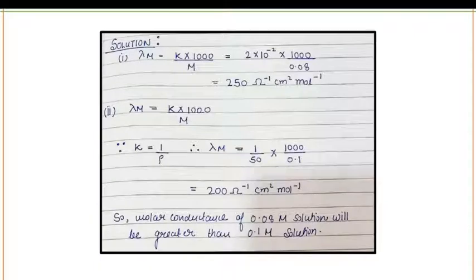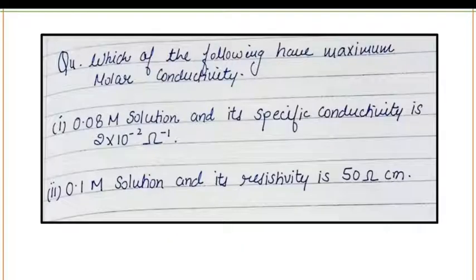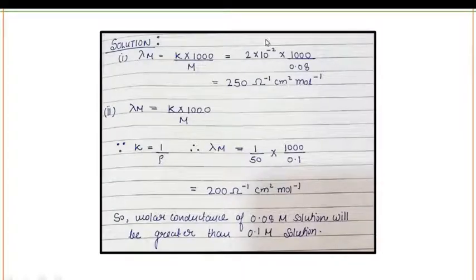For the first one, lambda M is equal to K into 1000 upon M. K is your conductivity, M is your concentration. When you put the value of K, we have been given the specific conductivity, that is 2 into 10 to the power minus 2. So 2 into 10 to the power minus 2 into 1000 divided by the concentration, that is 0.08. After solving this equation, you will get lambda M as 250 ohm inverse centimeter square mole inverse.